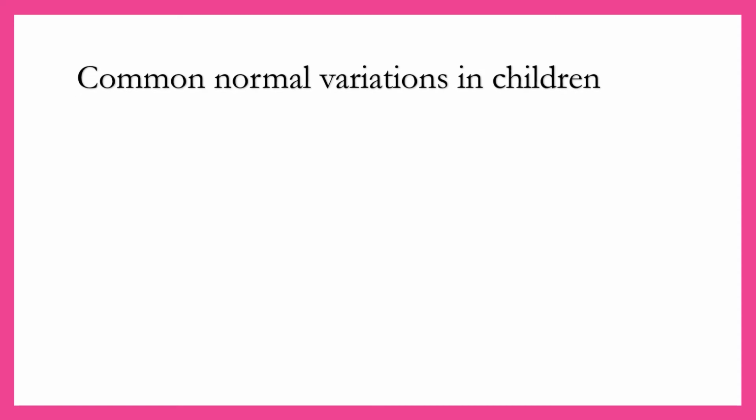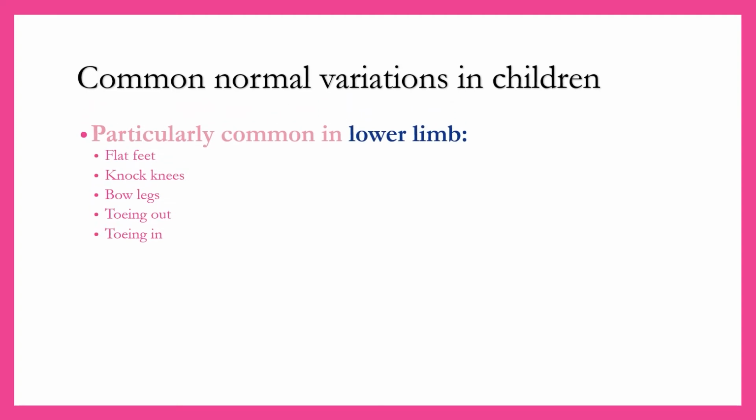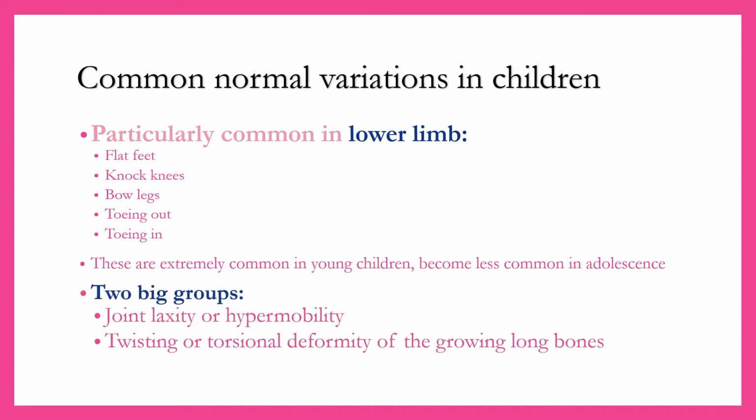Common normal variations that could be found in children are particularly common in the lower limb, such as flat feet, knock knees, bow legs, toeing out, and toeing in. These are extremely common in young children, however, they become less common in adolescents. There are two big groups of normal variations in children. First is joint laxity or hypermobility, and the second is twisting or torsional deformity of the growing long bones.